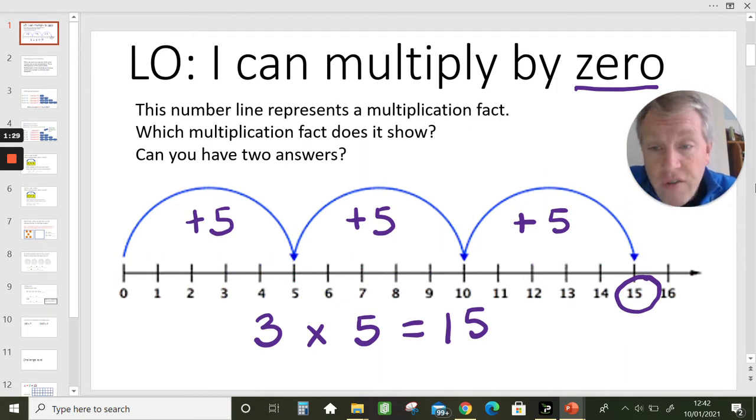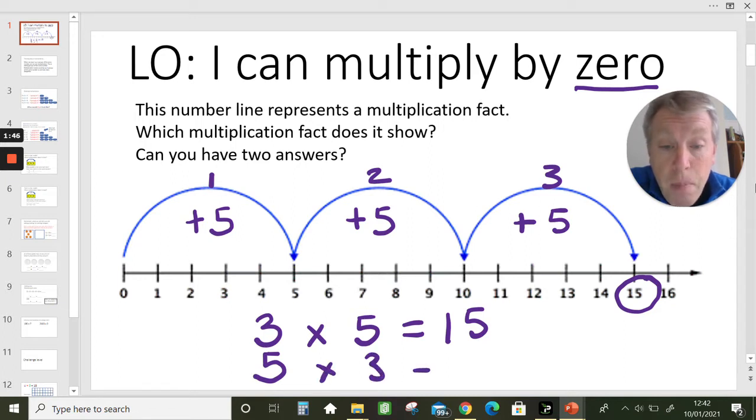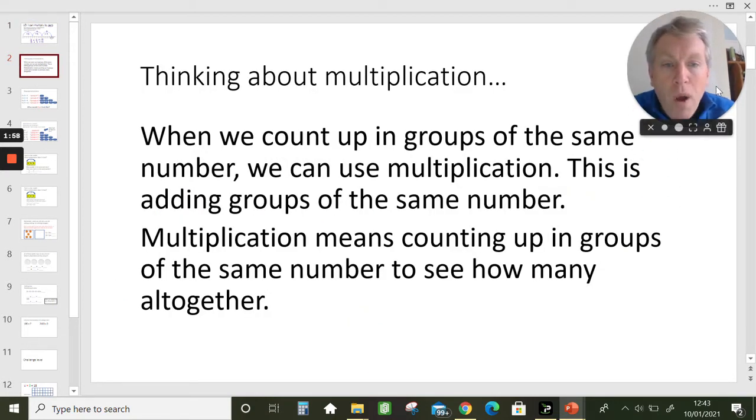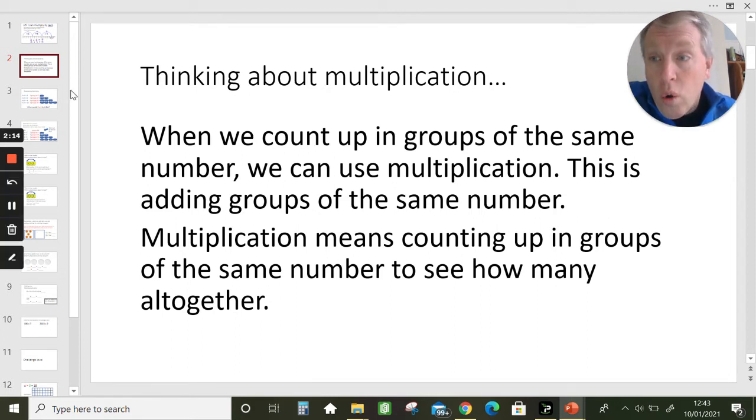I added on 5 one time, 2 times, 3 times. And could I have written it another way? Yes, I could have said it's a jump of 5, 3 times. And both of those multiplication facts are correct for that number line. So let's remind ourselves what we're talking about. When we count up in groups of the same number, we can use multiplication. Adding groups of the same number, that's going to mean multiplication. So, multiplication means counting up in groups of the same number to see how many all together.